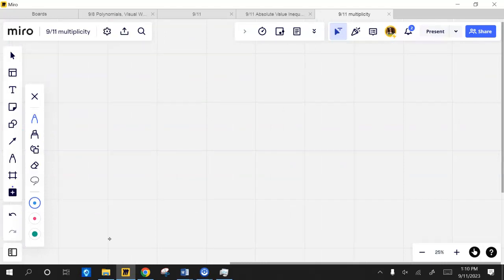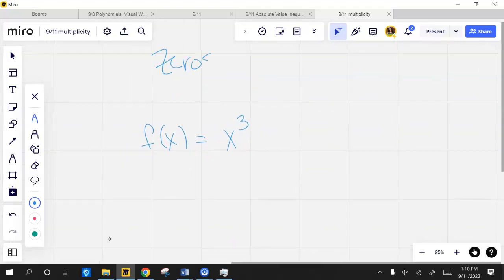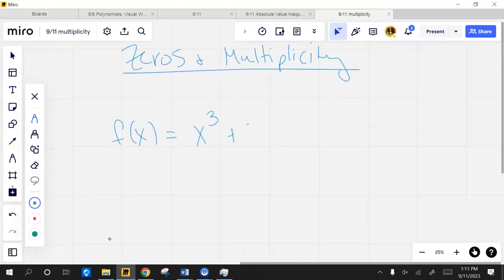If I didn't have a calculator, this is zeros and multiplicity. If I did not have a calculator and I asked you to find the zeros of this function, can we wait?